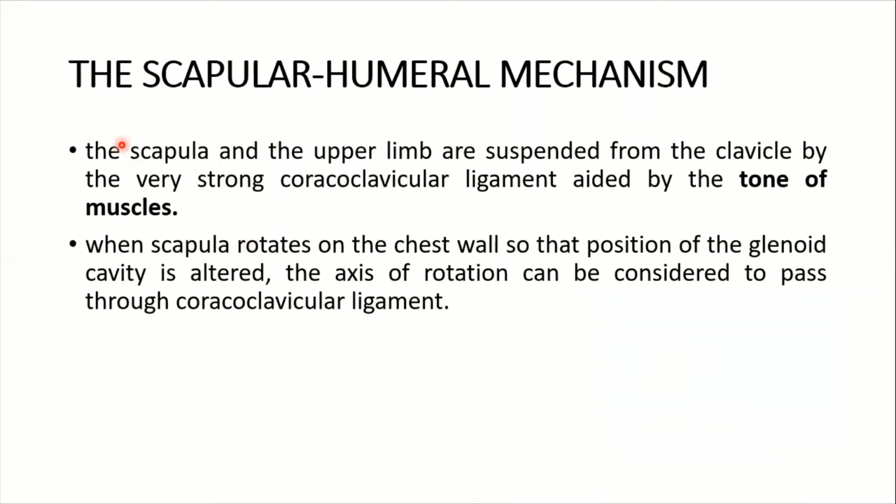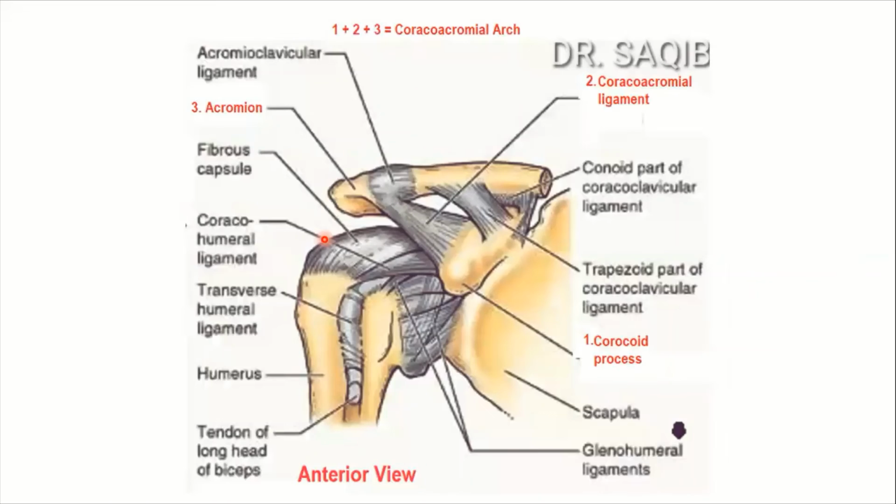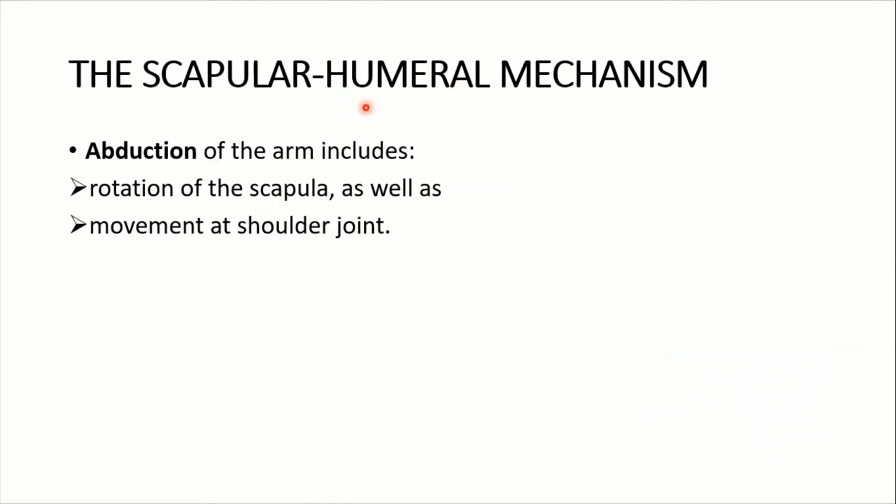Now, very important and interesting, the scapular-humeral mechanism. What is that? The scapula and the upper limb are suspended from the clavicle by the very strong coraco-clavicular ligament, aided by the tone of the muscles. When the scapula rotates on the chest wall, the position of the glenoid cavity is altered, and the axis of rotation can be considered to pass through the coraco-clavicular ligament. Right? So in the scapulo-humeral mechanism, abduction of the arm includes rotation of the scapula as well as movement at the shoulder joint, right? That is the very famous wing nut rotation of the scapula, brought about by the upper and lower fibers of the trapezius.